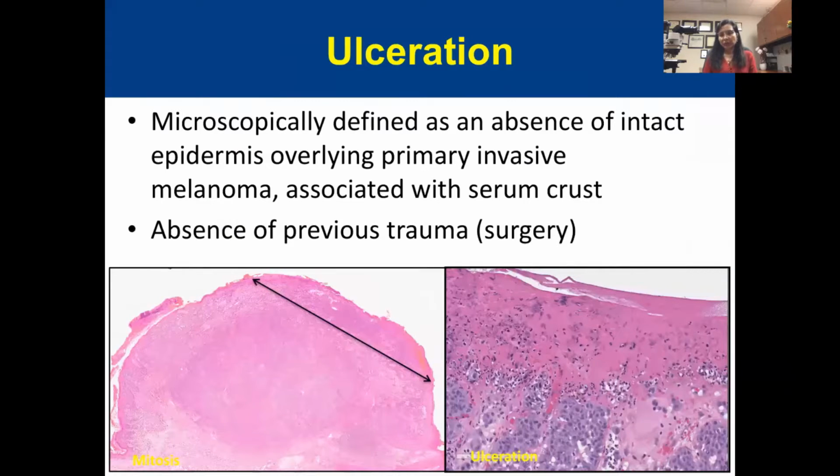The next parameter I would like to discuss is ulceration. This is very important. Let's start with the microscopic definition of ulceration. We need to clearly understand what the criteria are to call something an ulcerated melanoma. Microscopically, it's defined as an absence of intact epidermis. So the whole thickness of the epidermis is gone, and it has to be associated with serous crust, as you see here. But one thing to keep in mind is it should be associated with tumor ulceration, not due to prior trauma or a prior surgical procedure. That's another thing you have to keep in mind.